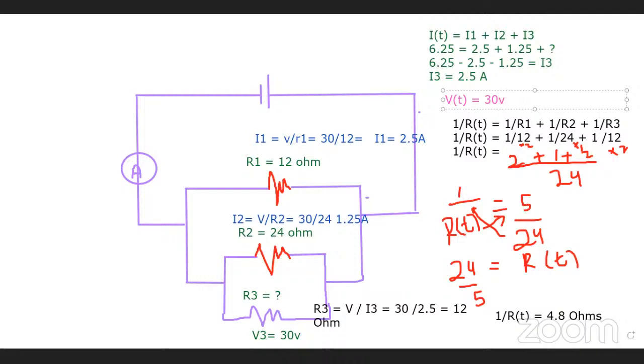Okay, what else? I2 is calculated, VT is calculated, RT is calculated, R3 is done. Now we have to find the power P1. What is the formula to find out the power P? I times V. Okay, let's apply it. Power is equal to I times V.